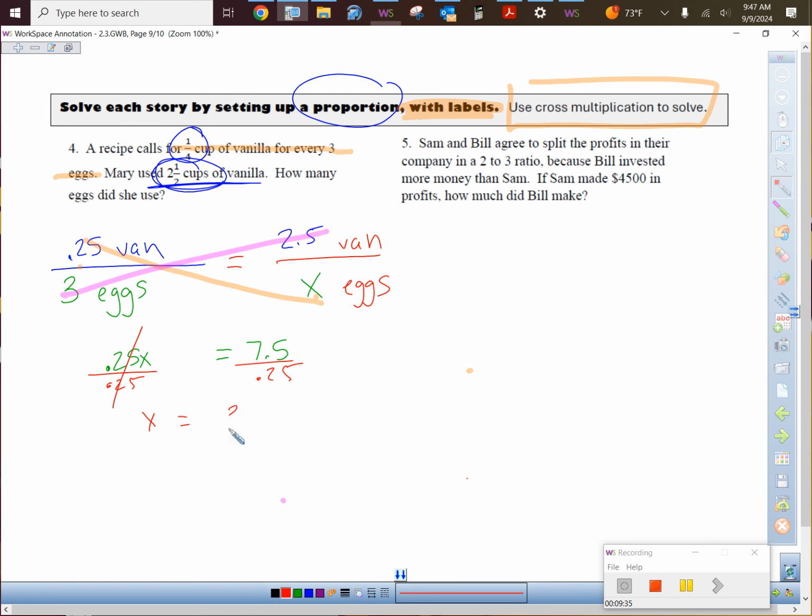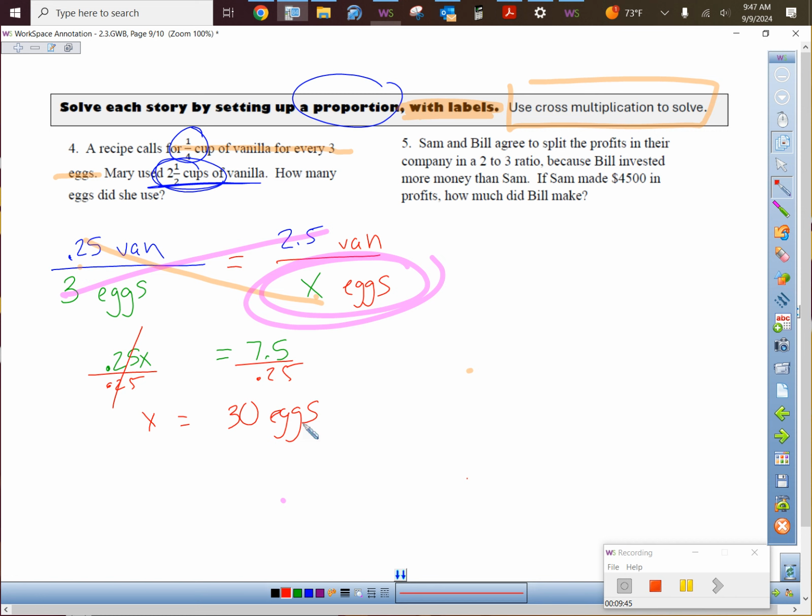And here's the easy part. What's the label? The same thing that's next to x up in your proportion. 30 what? 30 eggs. And if you don't feel that that is realistic, that is very realistic. Recipes are one of the most popular times to set up a proportion, when you're making a recipe and cooking stuff. Cool? Hey, just a couple more.